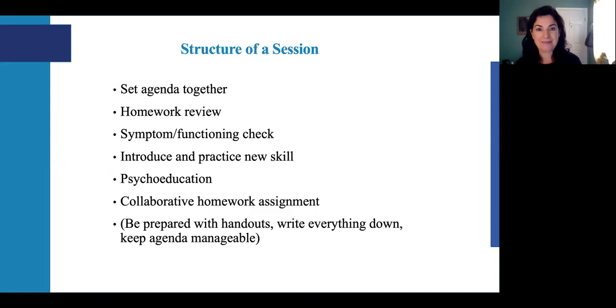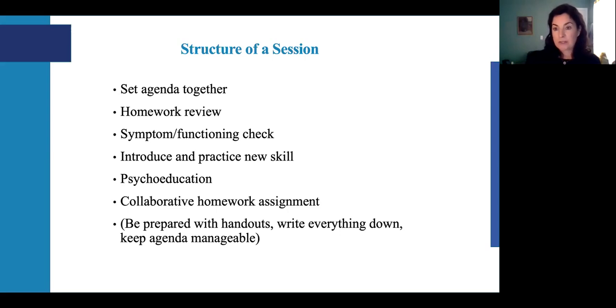Okay, next slide. Okay, so thinking about what does a CBTP session look like? And we're going to be talking much more about this as we move to introduce our cases, do some demonstrations, and show you some techniques.